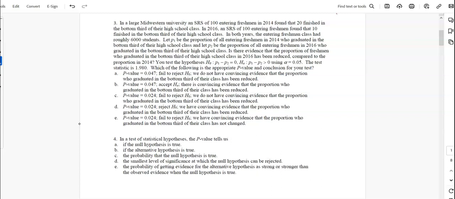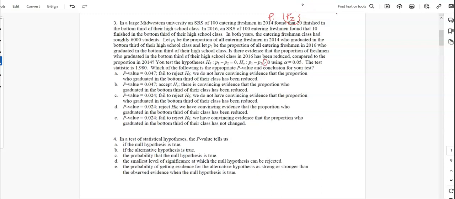P1, let me just say about this. P1 is the proportion in 2014, and P2 is 2016. It just takes me a second to do this. So has it been reduced compared to 2014? Is P2 smaller, basically? If P2 is smaller, then we would get a positive answer. So we are going to choose greater than.